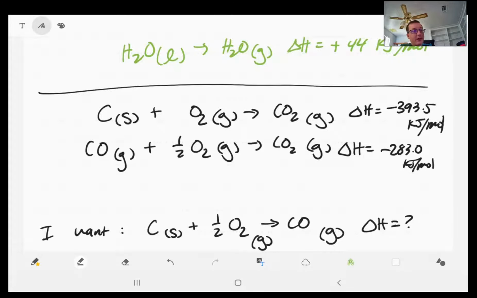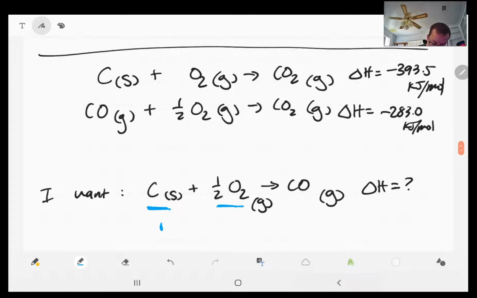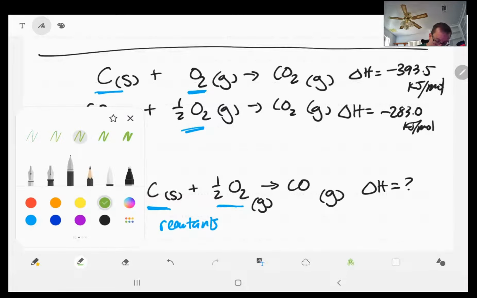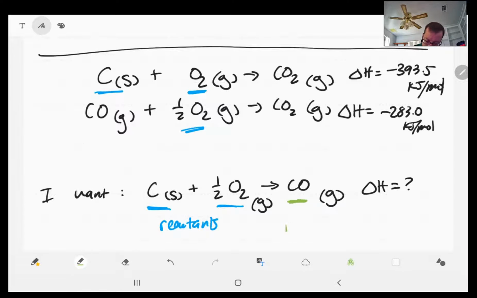For example, we see in our final reaction we have carbon and oxygen as our reactants, and then we have carbon monoxide as our product. In our first reaction, I'm going to underline our reactants in light blue. So these are our reactants. I'm going to underline all of those in our equations here. And we also know that we have a product, and so we'll find that in our reactions as well.